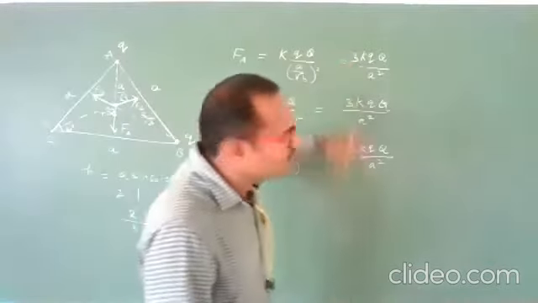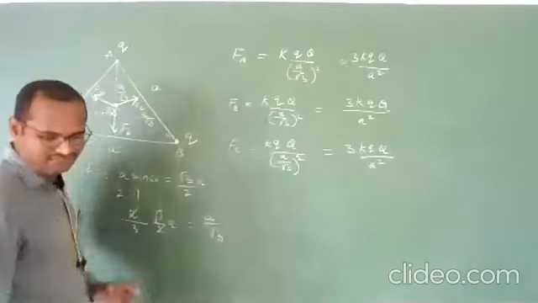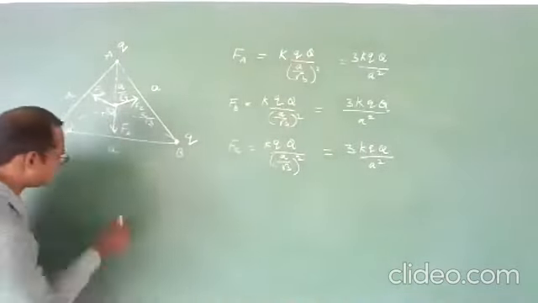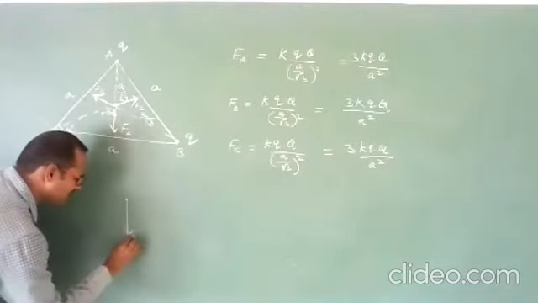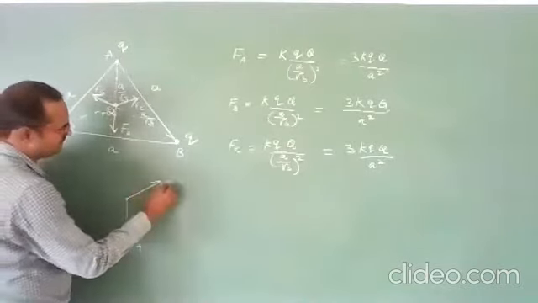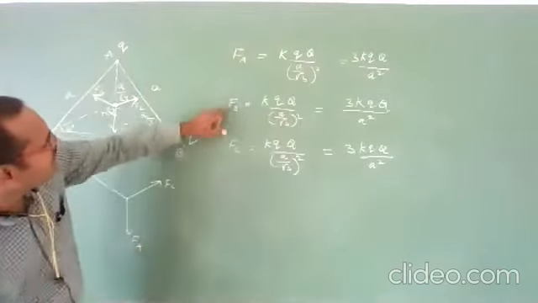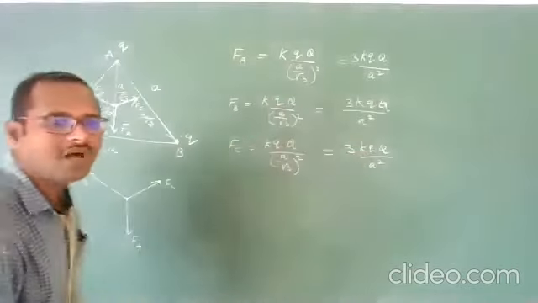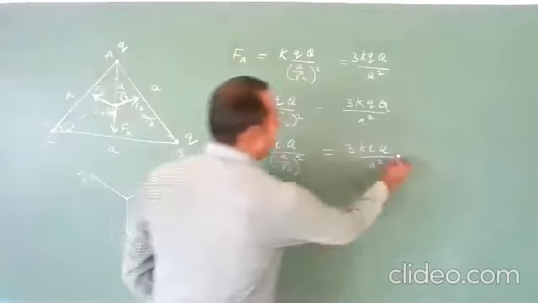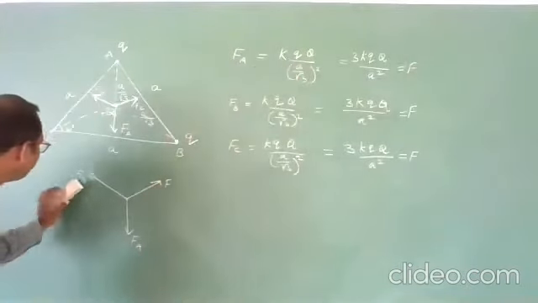Clear, students? All the forces are equal, but they are in different directions. Observe carefully. This I am going to rub now. One is in this direction, that is FA. Another one is in this direction, that is FC. Another one is in this direction, that is FB. All the values FA, FB, FC are equal. Let us call them F only. So all are equal forces F.